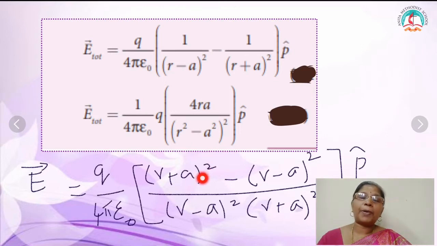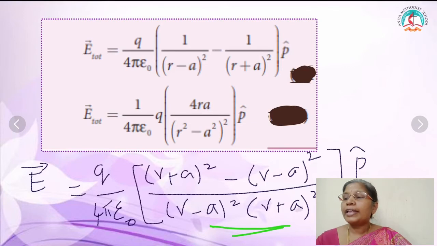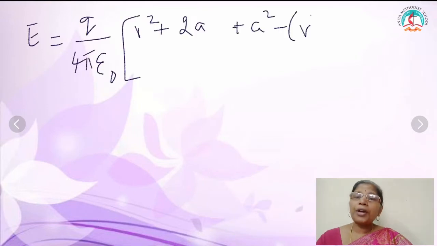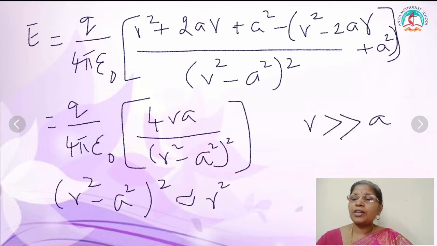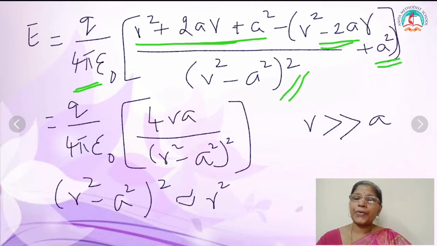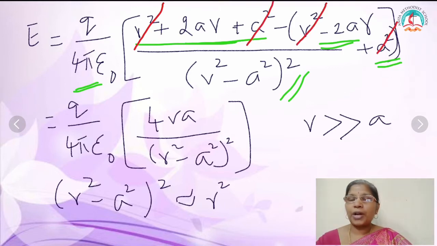Expand the first term with the help of the (a plus b) the whole square formula, and the second one with the (a minus b) the whole square formula. In the denominator, you know the formula: a plus b into a minus b is a square minus b square. So I am using these formulas here. Q by epsilon 0 is common, so it is outside. This is the (a plus b) the whole square expansion, and this is the (a minus b) the whole square expansion. The denominator is also expanded. Here r square and minus r square cancel, and a square and minus a square cancel.